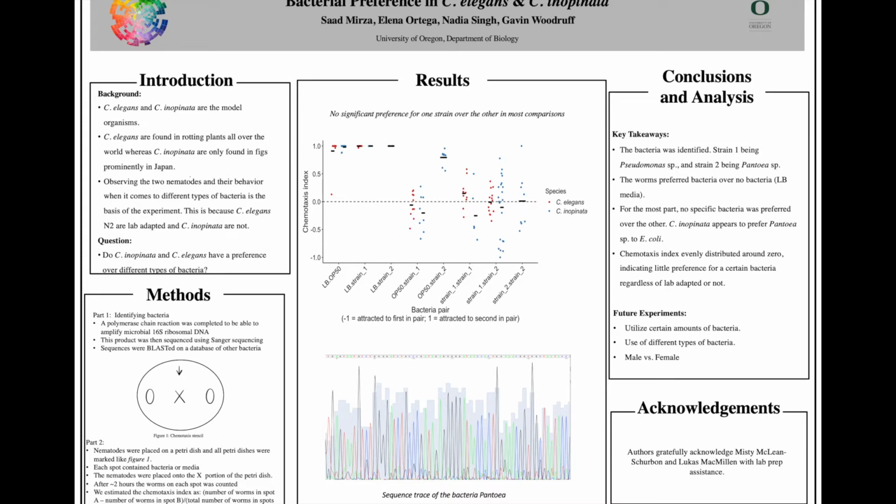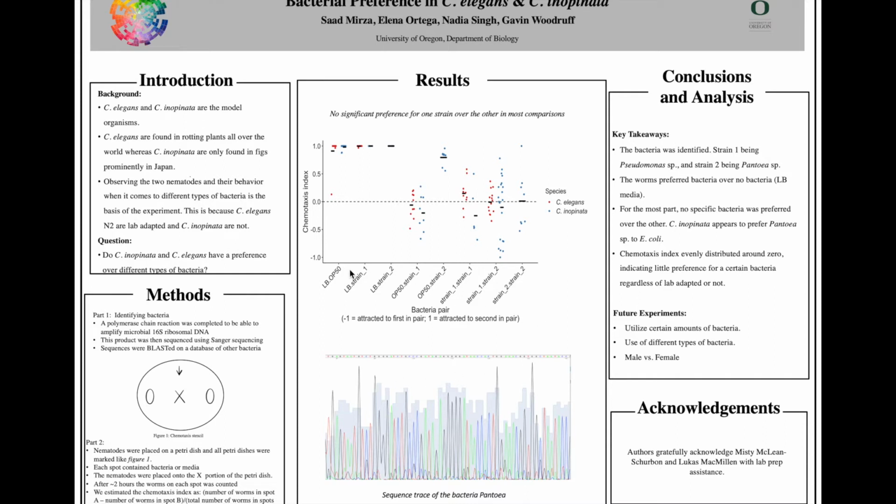Now, during this experiment, or after this experiment, a Chemotaxis Index was also measured, and this was done through the number of worms in spot A subtracted by the number of worms in spot B, which were then divided by the total number of worms in spots A and B. So using that Chemotaxis Index, we were able to get some results.